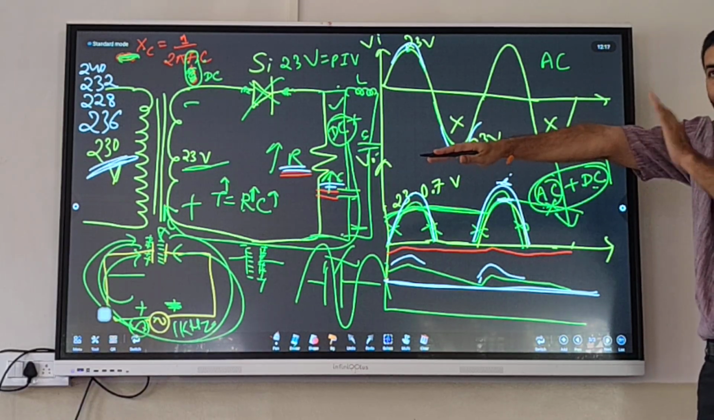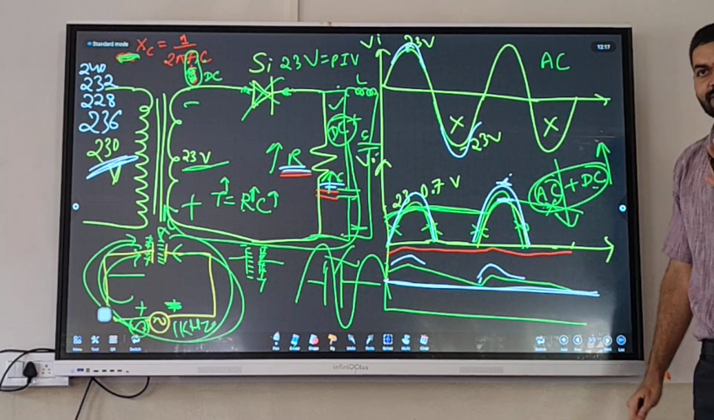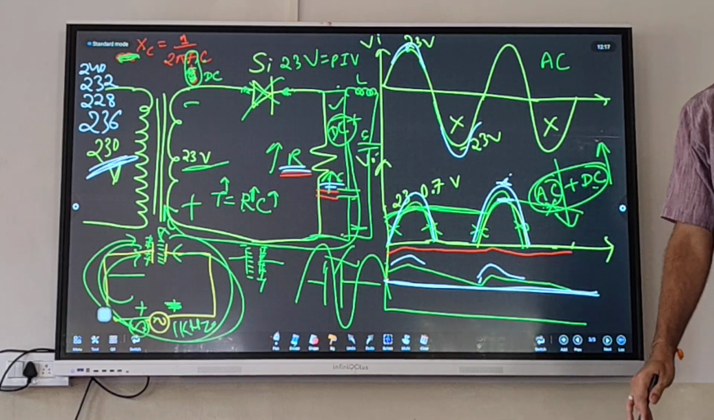Though it is DC, DC is fluctuating now, which is not preferred for any of the appliances.